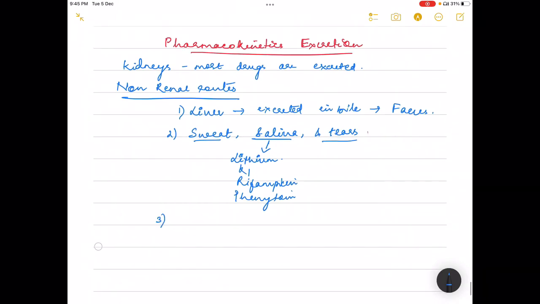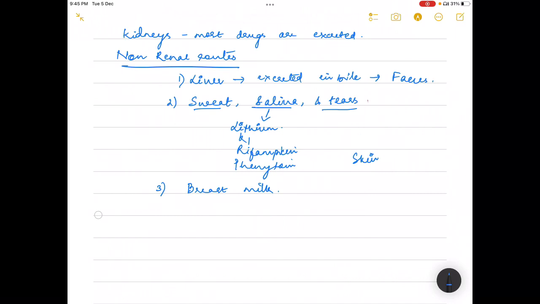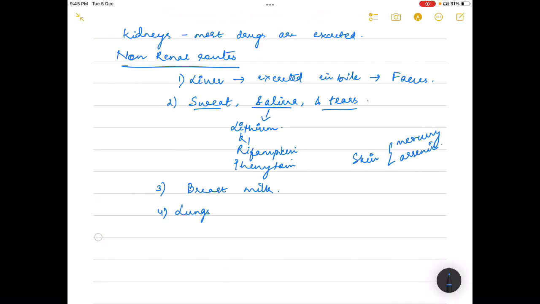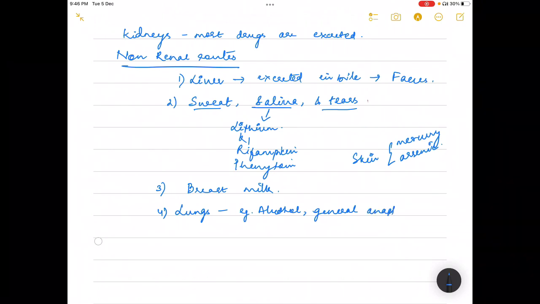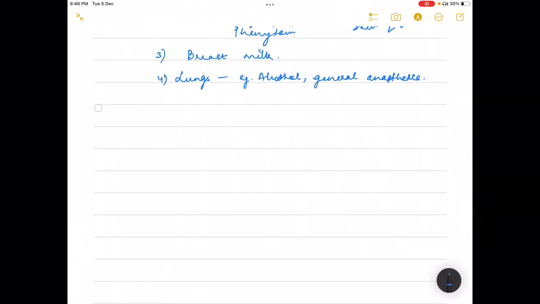Certain drugs are also excreted through the breast milk. Through the skin, the heavy metals like mercury, arsenic are excreted. Through the lungs, alcohol and general anesthetics are excreted.